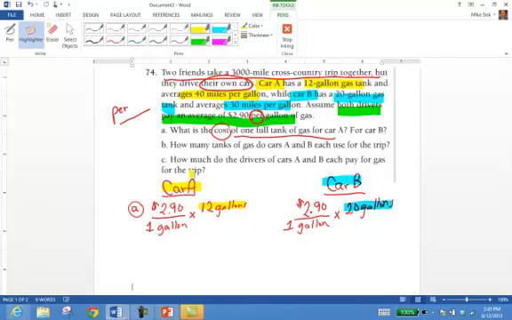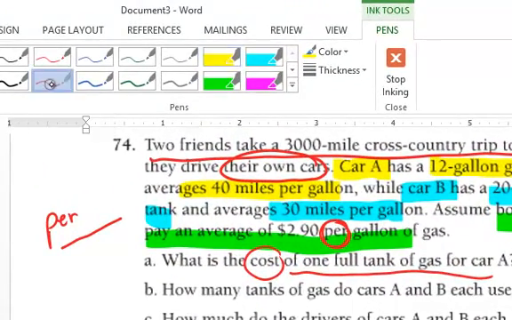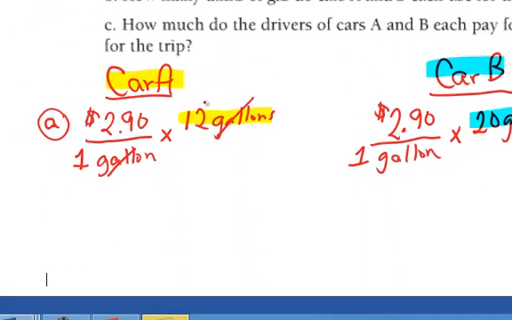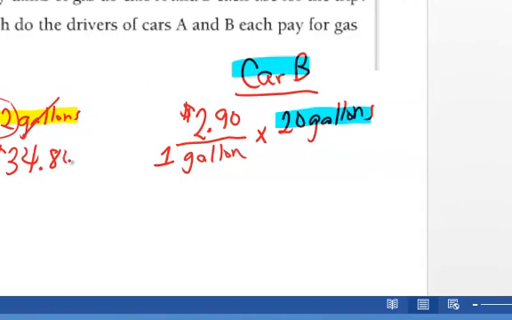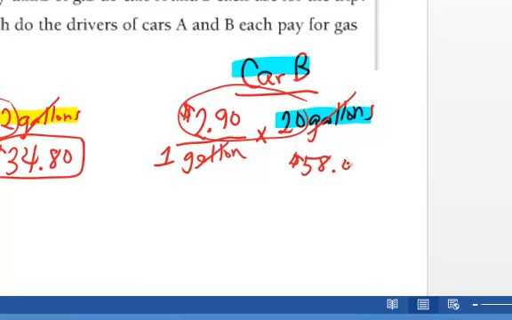Alright, when I multiply these together, the reason I've written it that way is the word gallon cancels out in both cases. So I simply multiply $2.90 times 12. And if I do the arithmetic on that, the cost of the gas is $34.80 for car A. For car B, I have $2.90 times 20, which is going to be $58 for the gas. That's the cost.